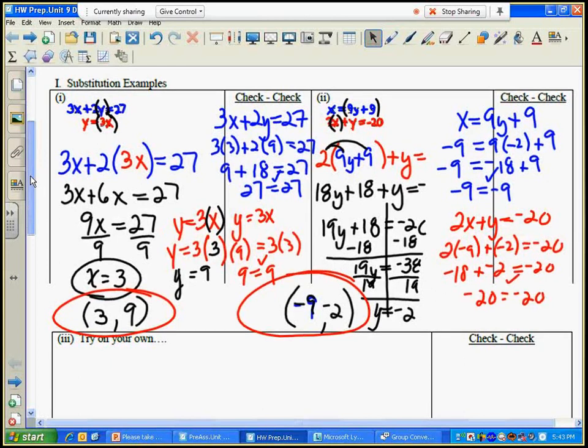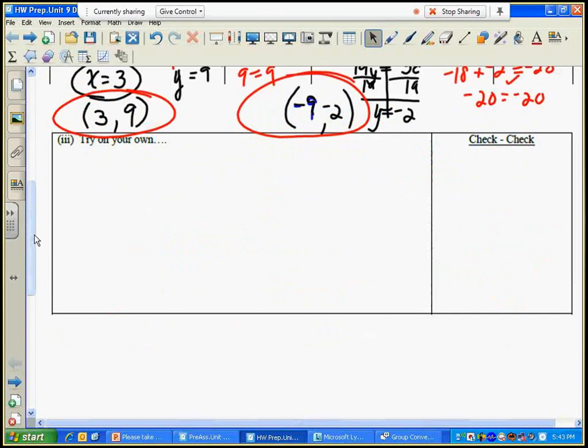Okay, let's try one of these on your own. Come down here to the blank space there on number 3. And let me give you this one. Let's see how you guys do. It says that y equals negative x minus 3. And then the bottom equation is 3x plus 2y equals negative 3. All right, get as far as you can on your own. So pause the video, see if you can get all the way to the solution. See if you can go through the check. And if you get stuck, unpause the video, and let me see if I can help you out. All right, go for it.